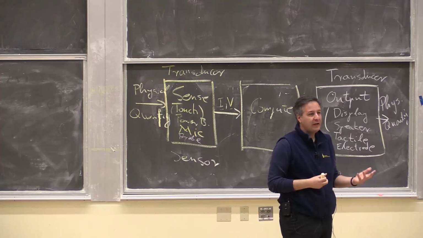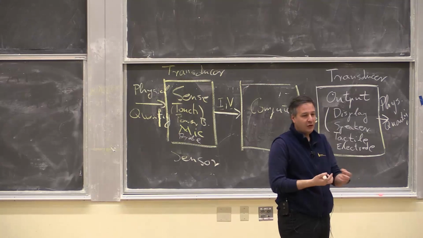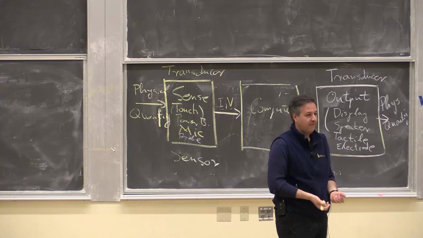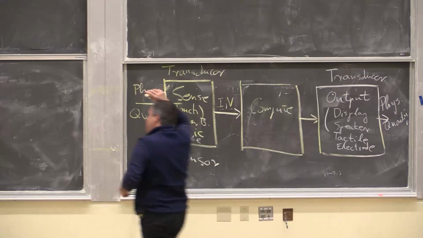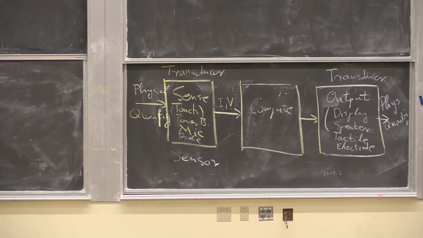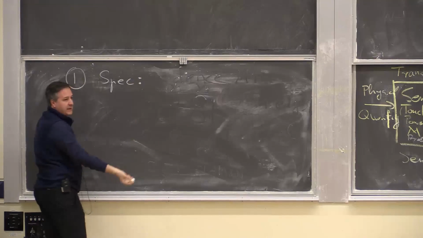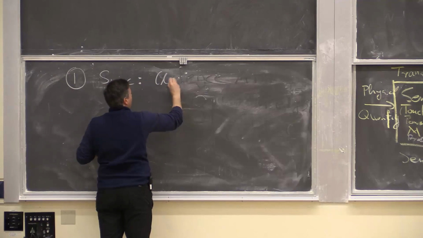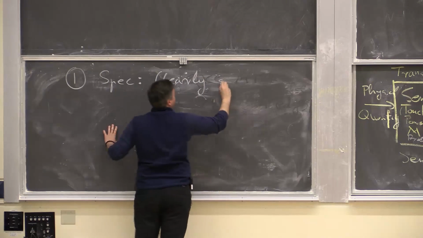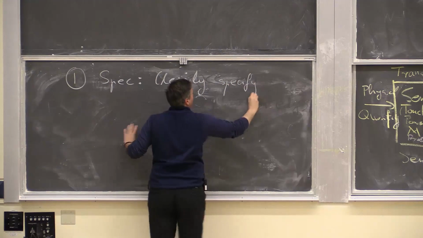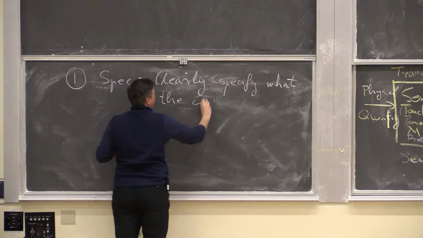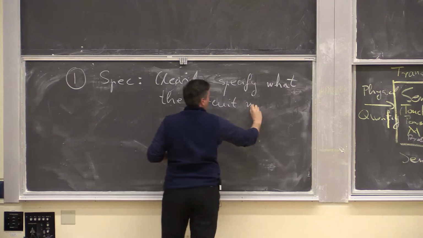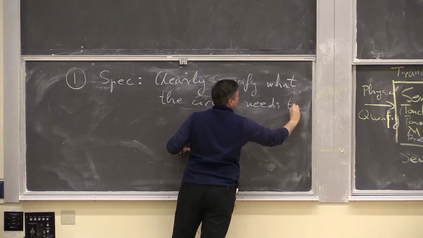Logisim will help you only check what you did, right? But how do you come up with the initial topology, right? Yep. You need a spec, like something. Exactly. The first step is spec. So what does that mean? Clearly specify what the circuit needs to do.